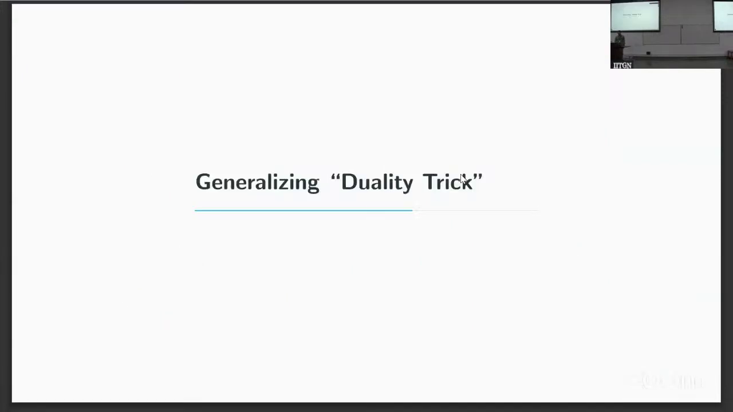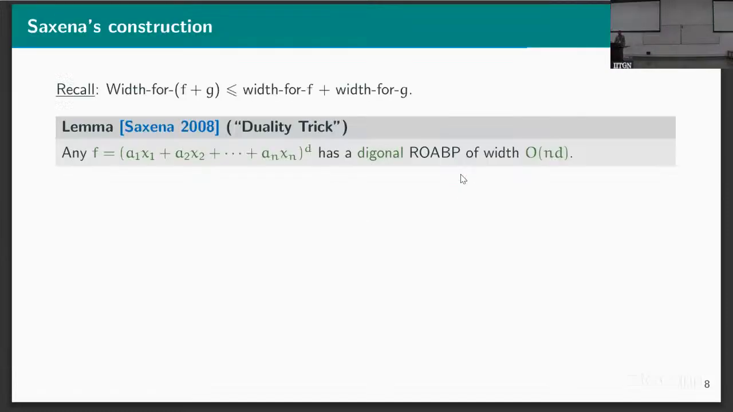Okay, so how do you generalize this duality trick? Let's look at the proof of this. Let's simplify, right? Remember that sums won't hurt you. You can always take sums and the width will only increase additively. So the duality trick says that if your polynomial can be written as a sum of powers of linear forms, it can be written as a diagonal ROVP. Just take one power of a linear form, because sums can be handled. Let's say you have this particular linear form, the sum of a_i x_i, and you're taking it to the d-th power. We'll see how you get a diagonal ROP of width nd for this.